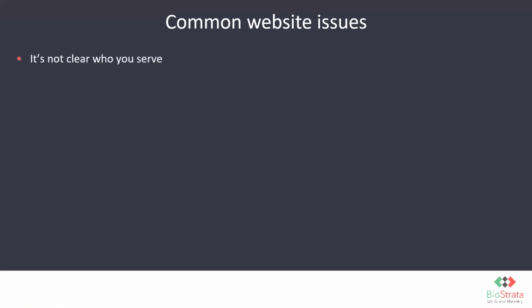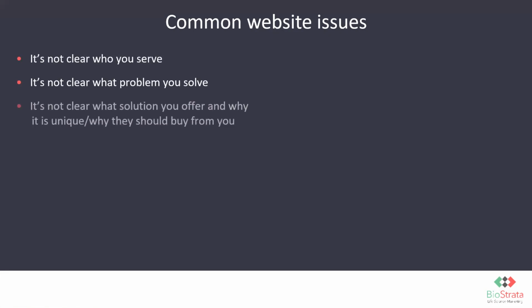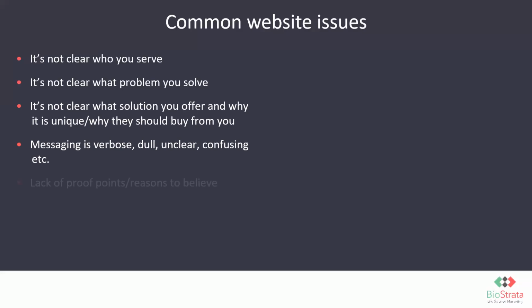The first one is it's not clear who you serve. Someone lands on your homepage, it's kind of corporate marketing-y fluff, and it's just not clear who you help and what problem you solve. That's just not clear from your homepage and perhaps not from other pages on your site. Other website issues are that it's not clear what your specific solution is and why it's unique or why someone should buy from you. If the messaging is verbose or dull or unclear or confusing, that's going to make people go, oh, this is too hard, I'm going to another website.